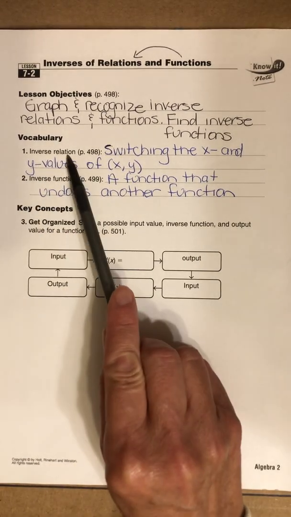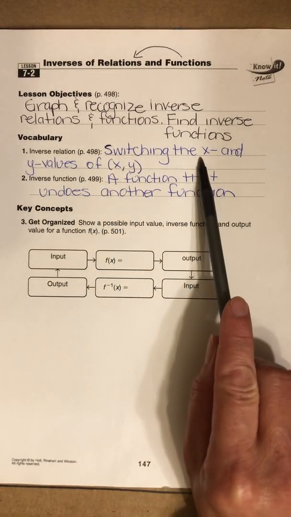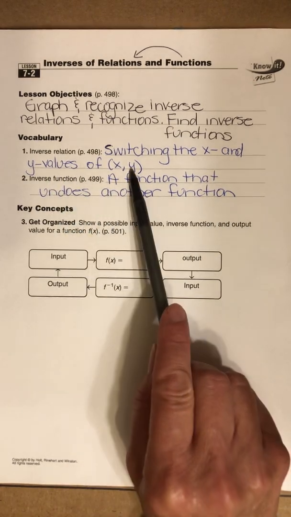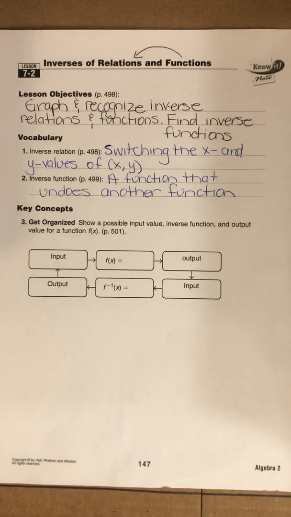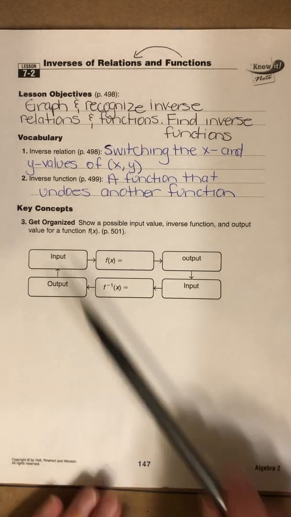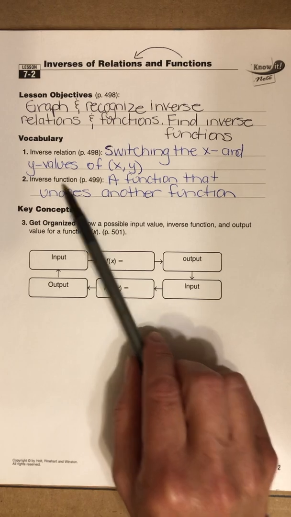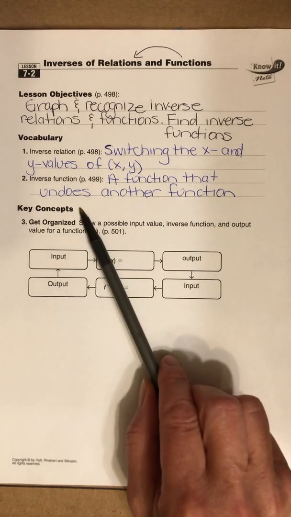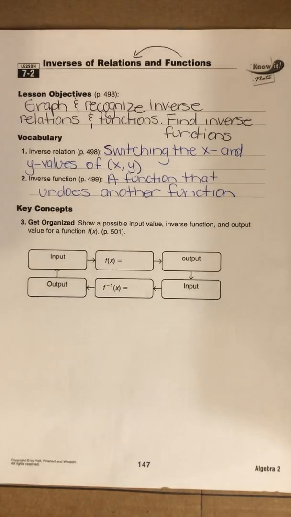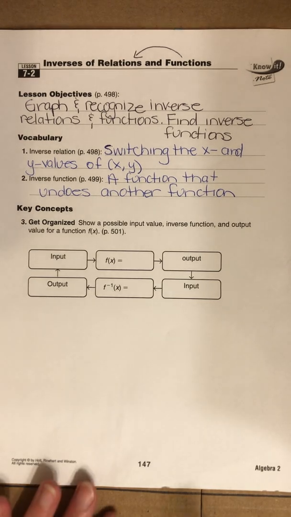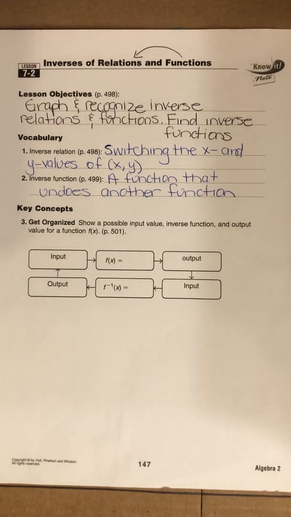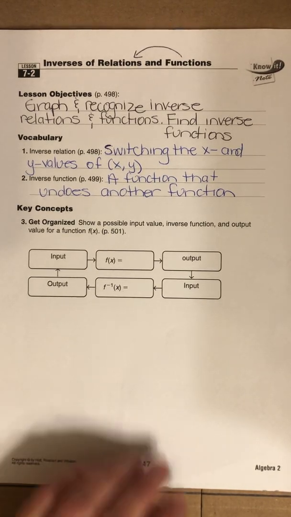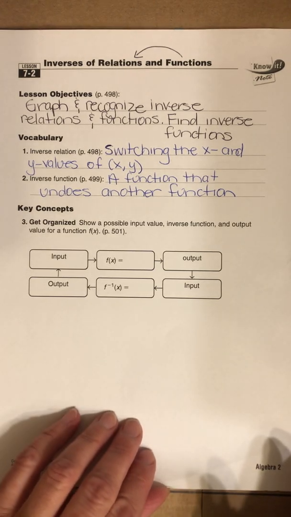An inverse relation is switching the x and the y values of an xy point. So that sounds pretty easy, and you'll see later that it is. An inverse function, as I said, is a function that undoes another function. Okay, so you see this chart here, but we are going to come back to it. We're actually going to do that last. And there's good reason for that, and I'll show you why after we move on.